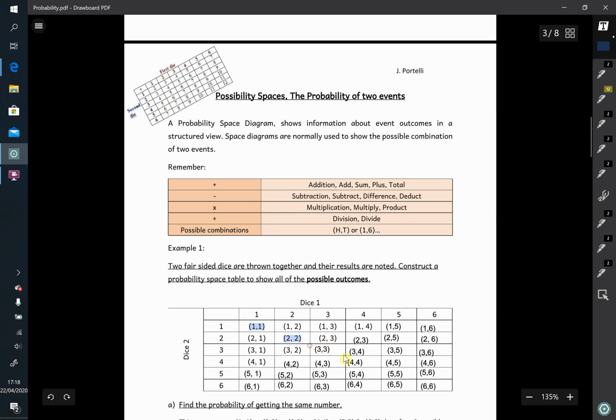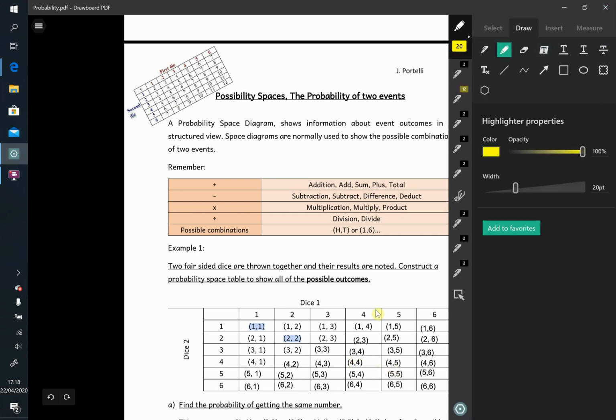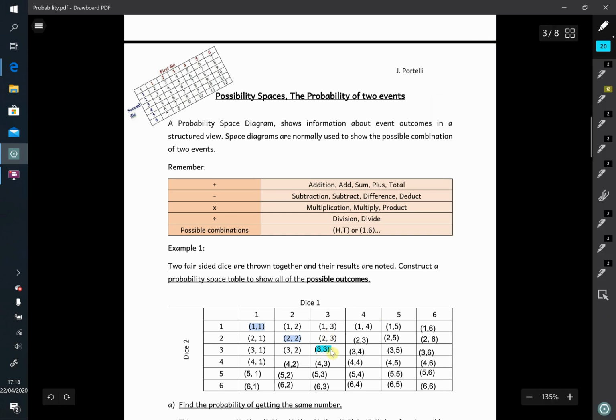I don't know. I'm trying to do it, but it doesn't want to. How strange. I'm sorry about this, guys. Let me do this. I would have wanted to do the same blue, but anyway, it doesn't really matter. As long as we can do it. 3, 3, 4, 4, 5, 5, and 6, 6.